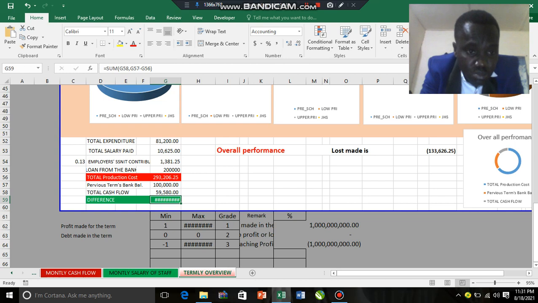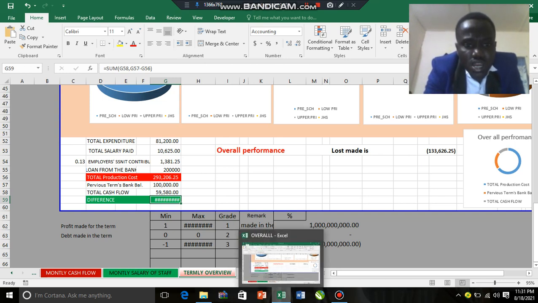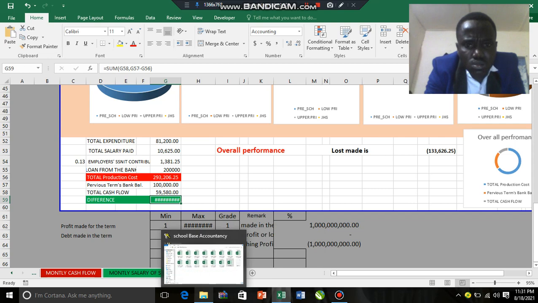Then previous bank balance. If it is positive, write it. If it's negative, write it. Then what it does is total cash flow to find the difference. And as it stands now, our difference is a loss made, right? This is automatic. It will tell whether you make a profit or make a loss.